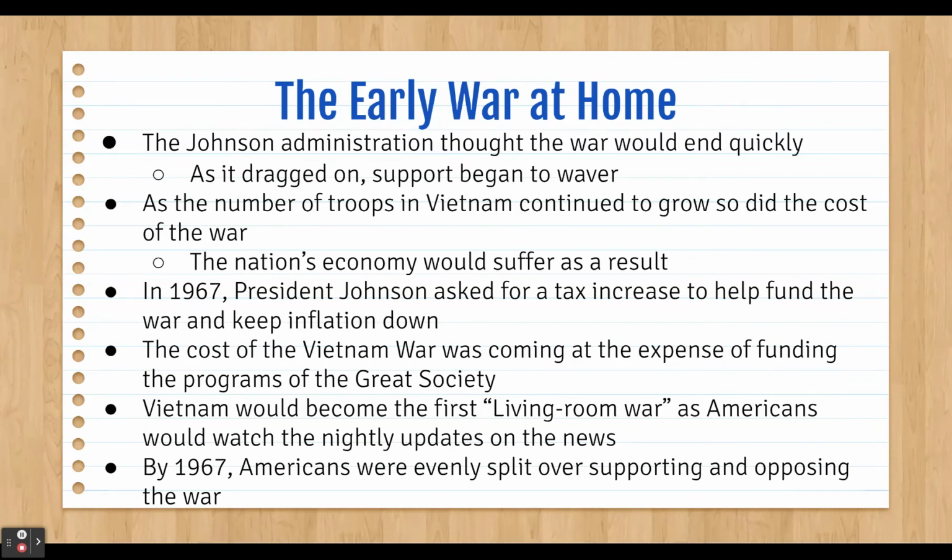The early war at home. The Johnson administration thought the war would end quickly. As it dragged on, support began to waver. As the number of troops in Vietnam continued to grow, so did the cost of the war. The nation's economy would suffer as a result. In 1967, President Johnson asked for a tax increase to help fund the war and keep inflation down. The cost of the Vietnam War was coming at the expense of funding the programs of the Great Society.